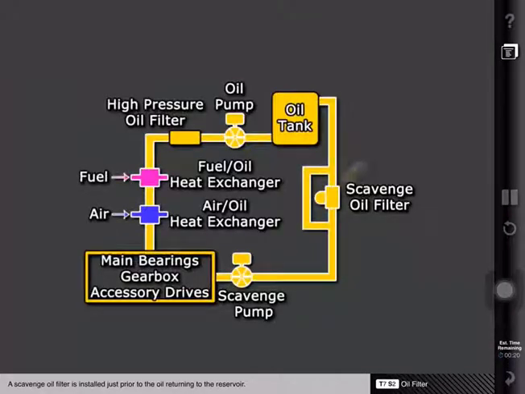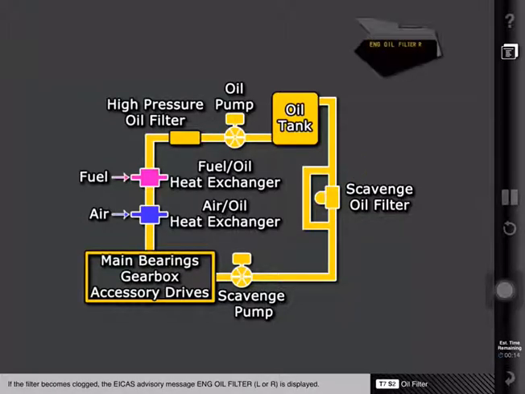A scavenge oil filter is installed just prior to the oil returning to the reservoir. If the filter becomes clogged, the ICAS advisory message "Engine oil filter left or right" is displayed. A bypass allows the oil to continue past a clogged filter.